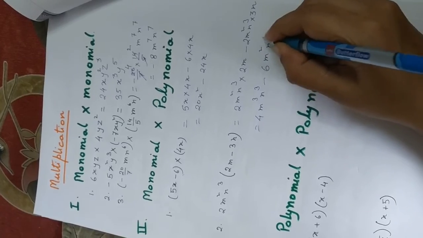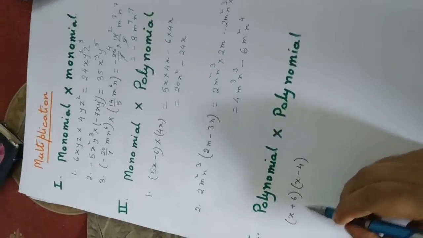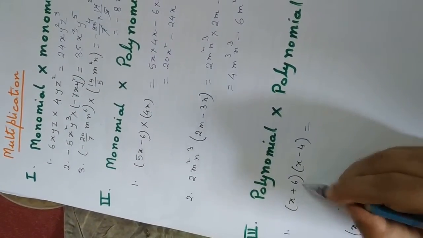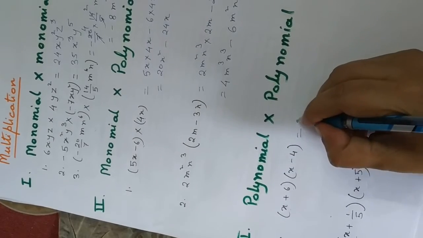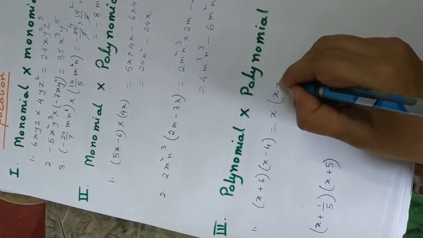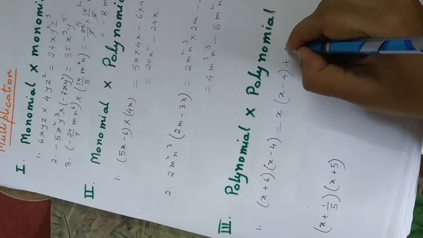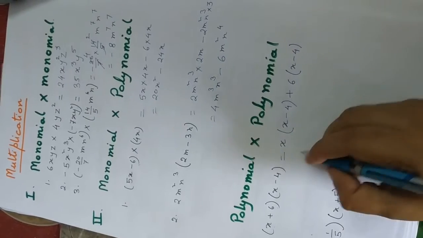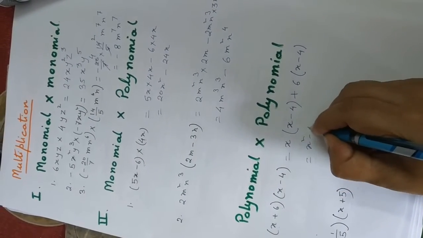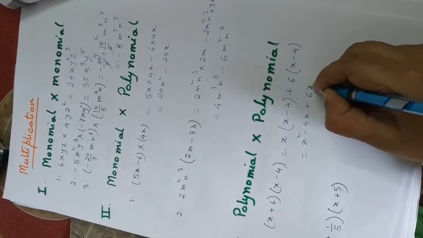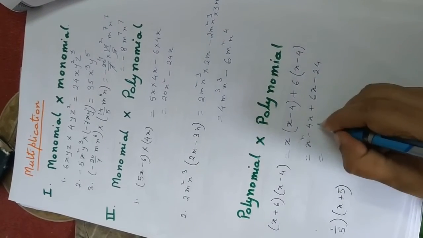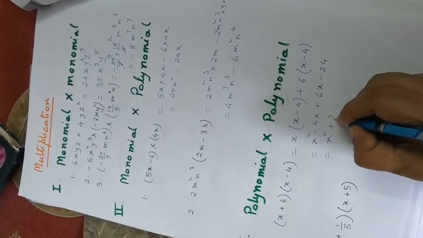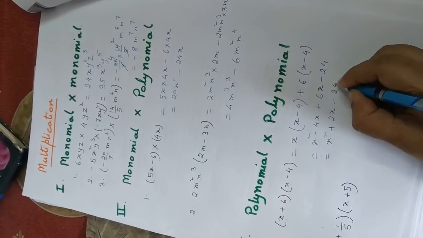Now this third type, when a polynomial is multiplied by another polynomial. Open the first bracket. In the first bracket, x plus 6. So x into the whole second bracket plus 6 into again the whole second bracket. Now this is similar to monomial into polynomial. Calculate it: x square minus 4x plus 6x minus 24. Since there are two terms which contain x, we can combine these. Minus 4x plus 6x is plus 2x, minus 24.